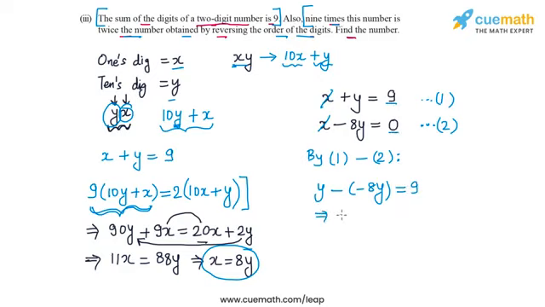So this gives me 9y is equal to 9, or y is equal to 1. This means that x is equal to 8y, or x is equal to 8.